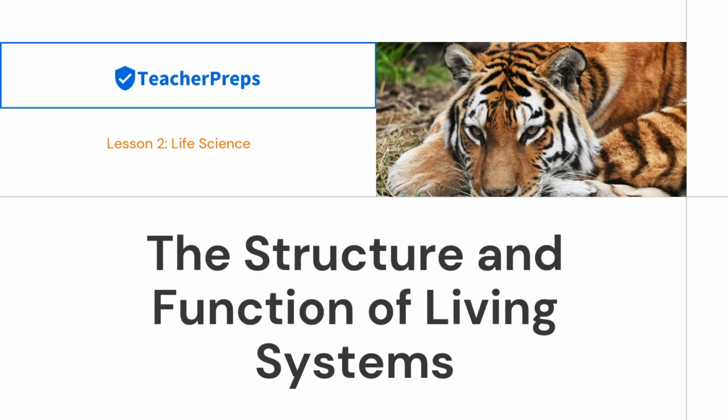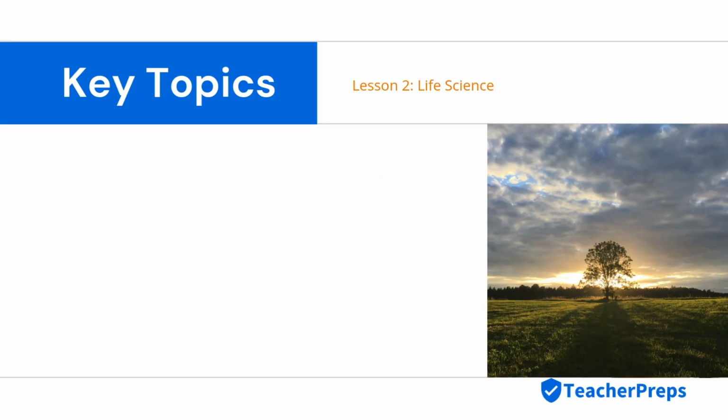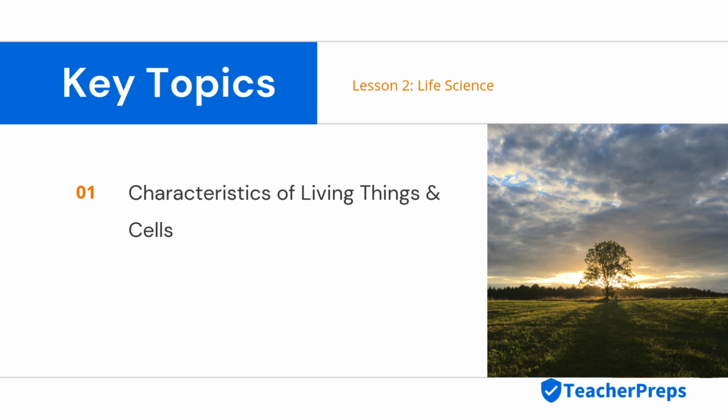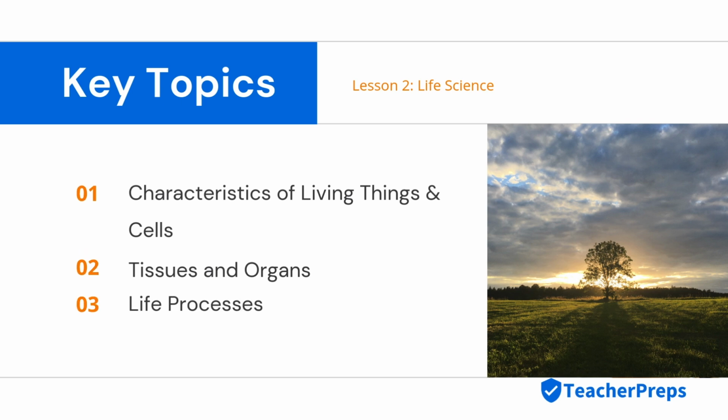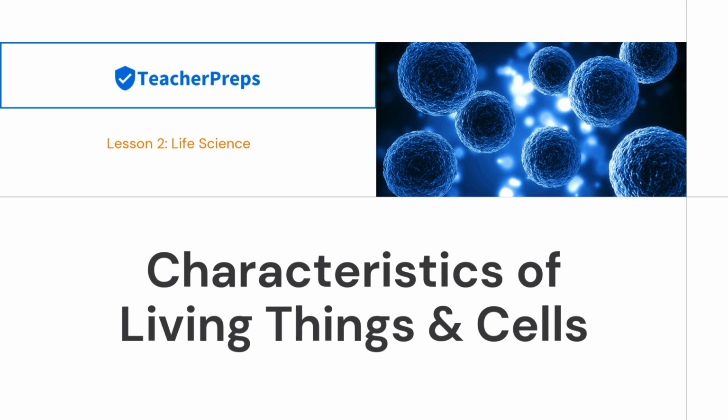Let's get started. This is the second lesson or second chapter within our Praxis 5005 test prep lesson series, where we will start with the structure and function of living systems. By the end of this lesson, you will have a firm grasp of the following topics. First, we have characteristics of living things, tissues and organs, as well as life processes. In this first chapter, we'll cover living organisms and how they share characteristics that define life and ensure survival.